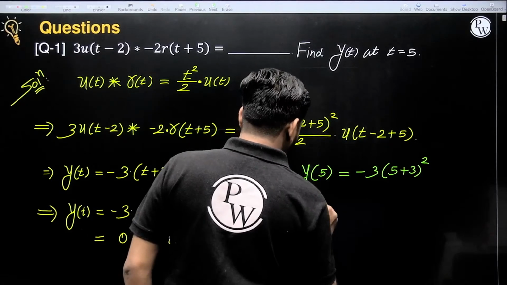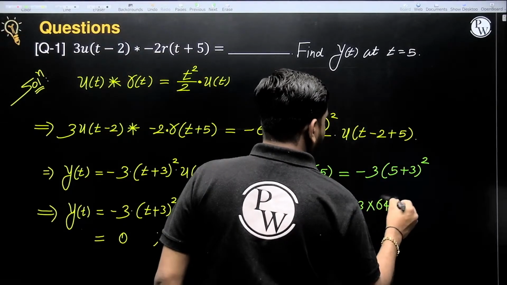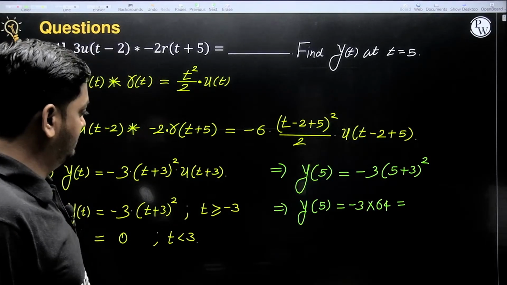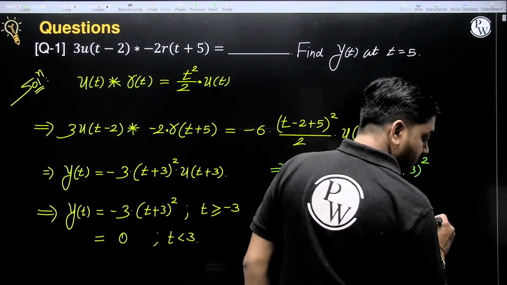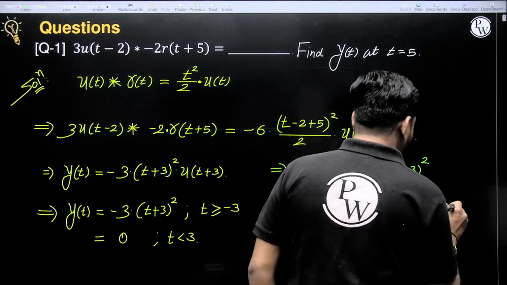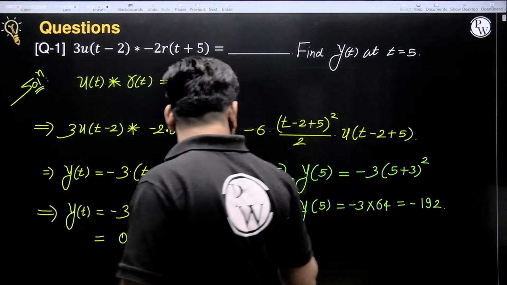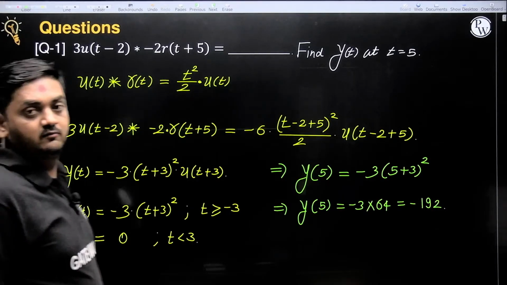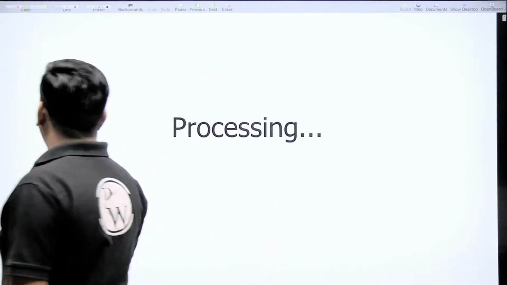Y of 5, tell me your answer in comment box. Minus 3 into 8 square is nothing but minus 192, yes or no? Tell me your answer in comment box. Nikhil, tell me, is this your right answer? Minus 192 is the correct answer for this question number 1. Clear? Okay, very good.